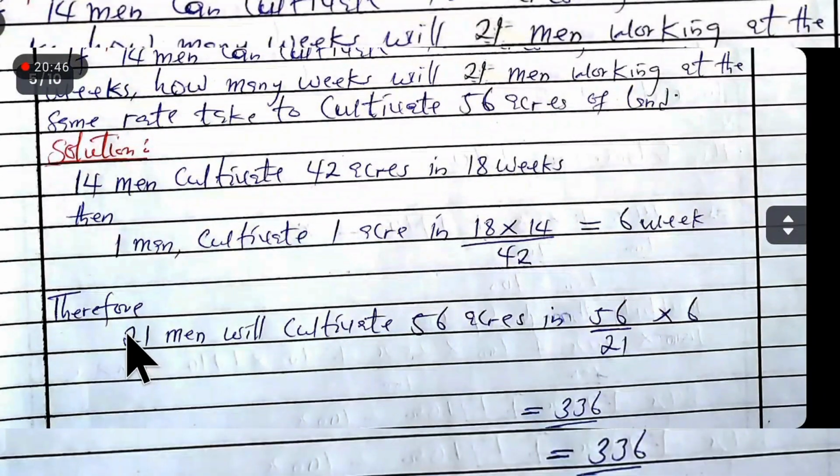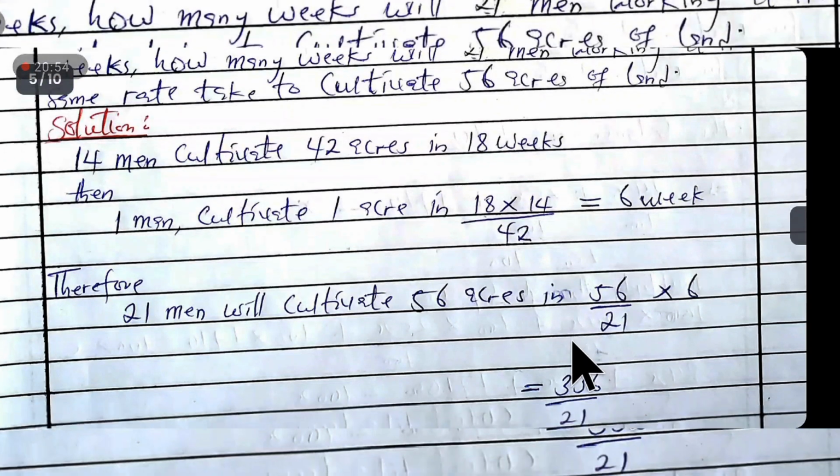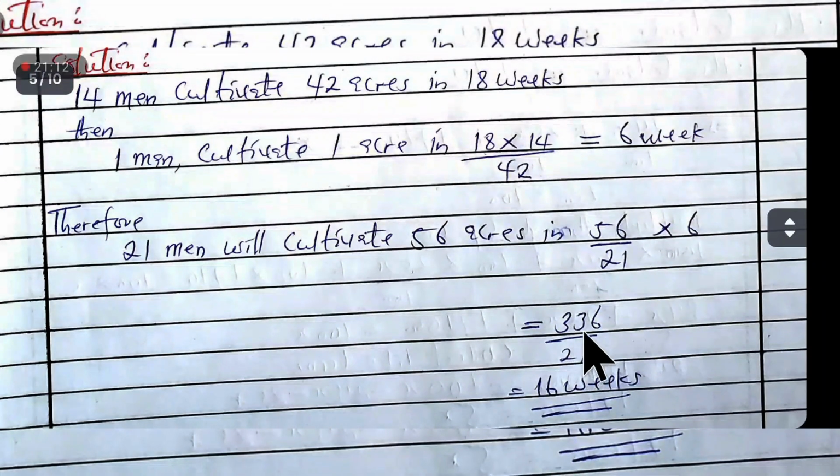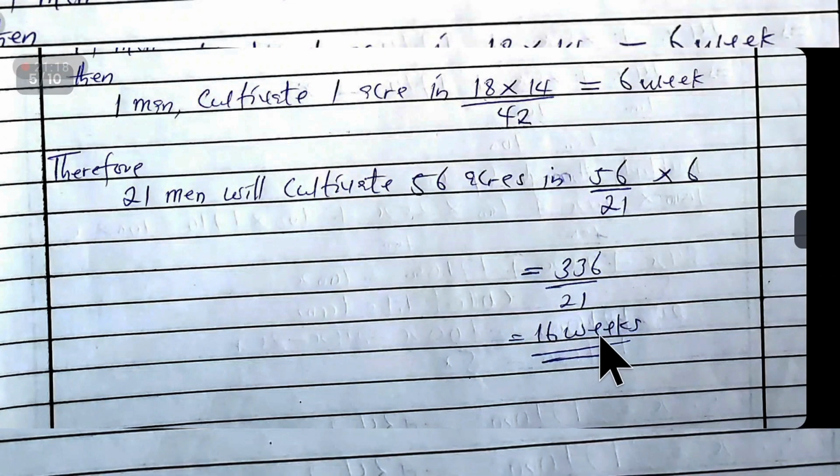So 21 men will cultivate 56 acres in how many weeks? That is what we want to find out. It's going to be 56 acres times the 6 weeks it takes one man, divided by the 21 men. So 56 times 6 is 336, over 21. By the time you divide 336 by 21, you get 16 weeks. So it will take 16 weeks for 21 men to cultivate 56 acres of land.